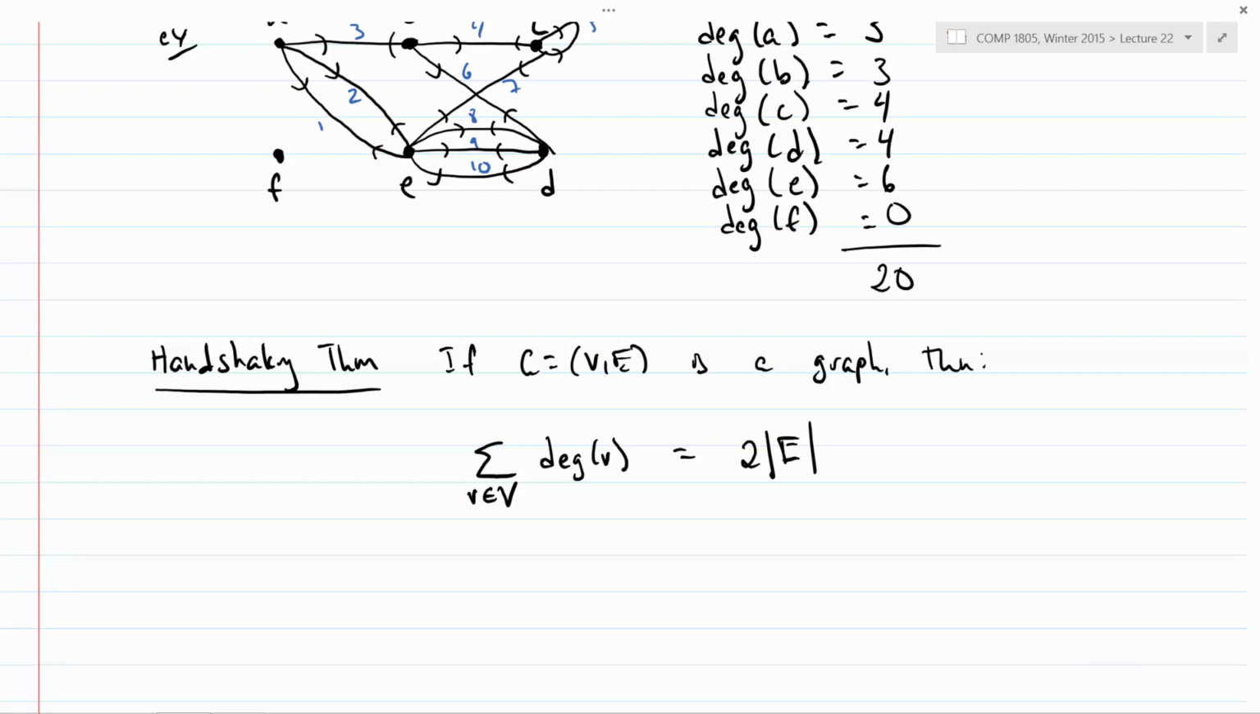So does this make sense? This is the handshaking theorem. This comes in very handy. Sometimes you know something about the degrees, but you don't know something about the number of edges. This lets you get from one to the other.